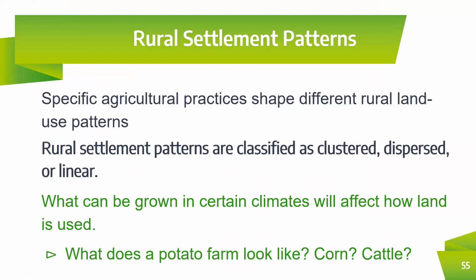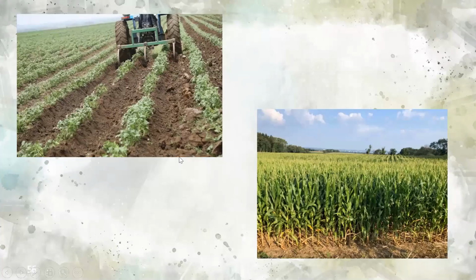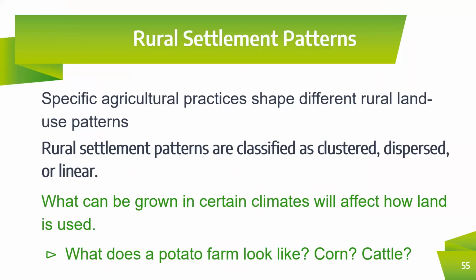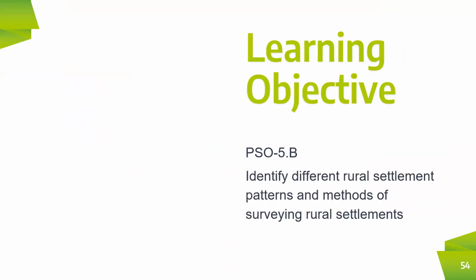So just think about what can be grown in certain climates and how that will affect land use. Think about what a potato farm looks like, corn, cattle. The first one we're going to be looking at is clustered settlements. And again, rural settlement patterns are totally different than rural surveying methods.